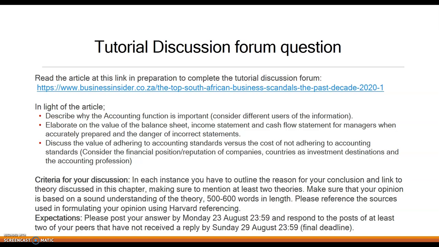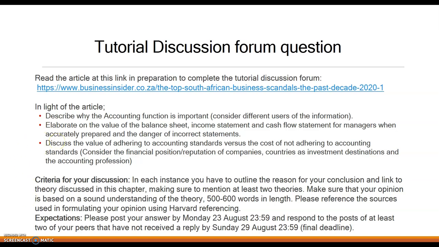Then another point of connection would be the value of these financial statements. It's quite easy for us to identify the value of a balance sheet, an income statement, and a cash flow statement when they're accurately prepared. They provide valid, reliable, comparable information for business decision making. But here, in the context of the article, we're looking at some of the fallout. What can go wrong if these statements are incorrectly prepared or presented? And that's often what plays out in the context of these scandals.